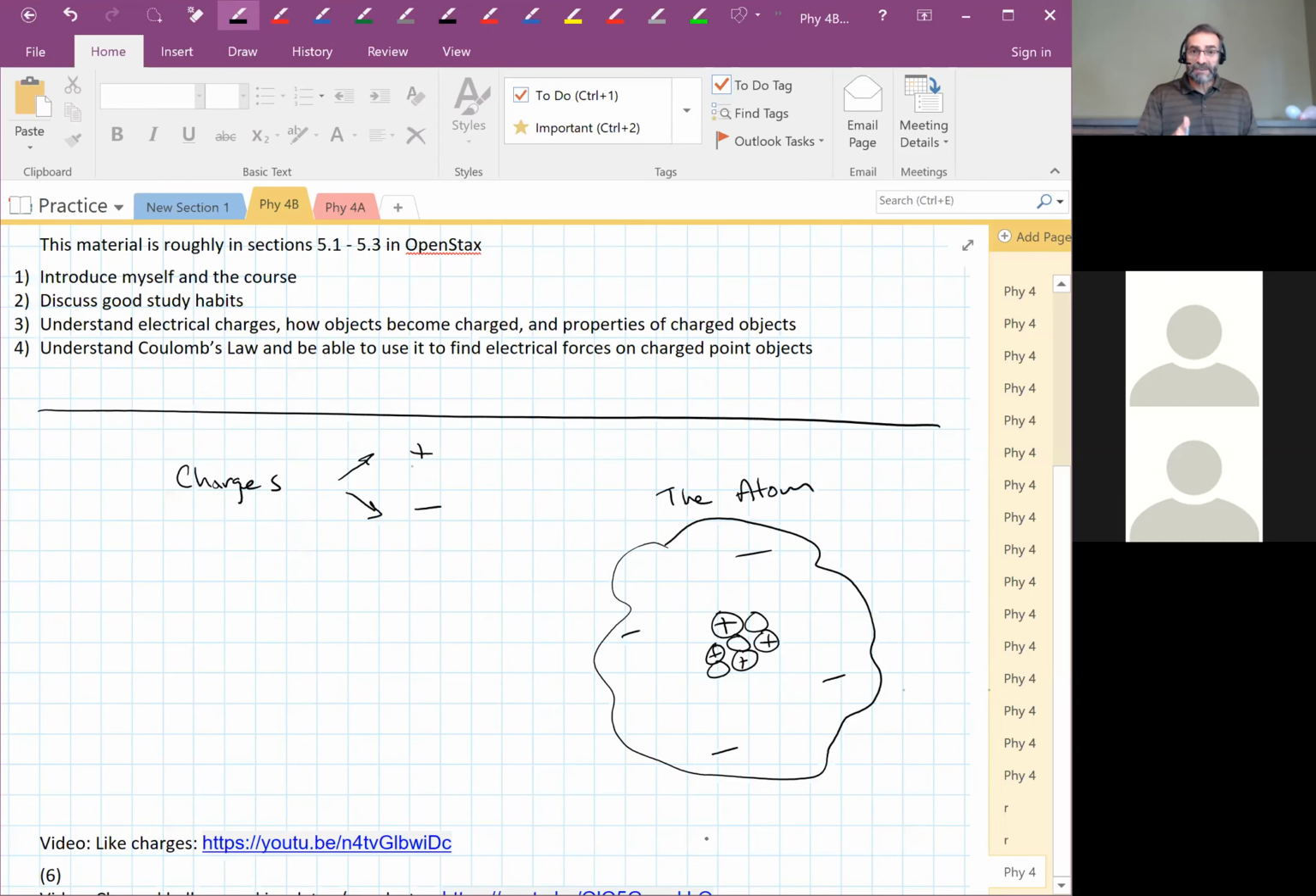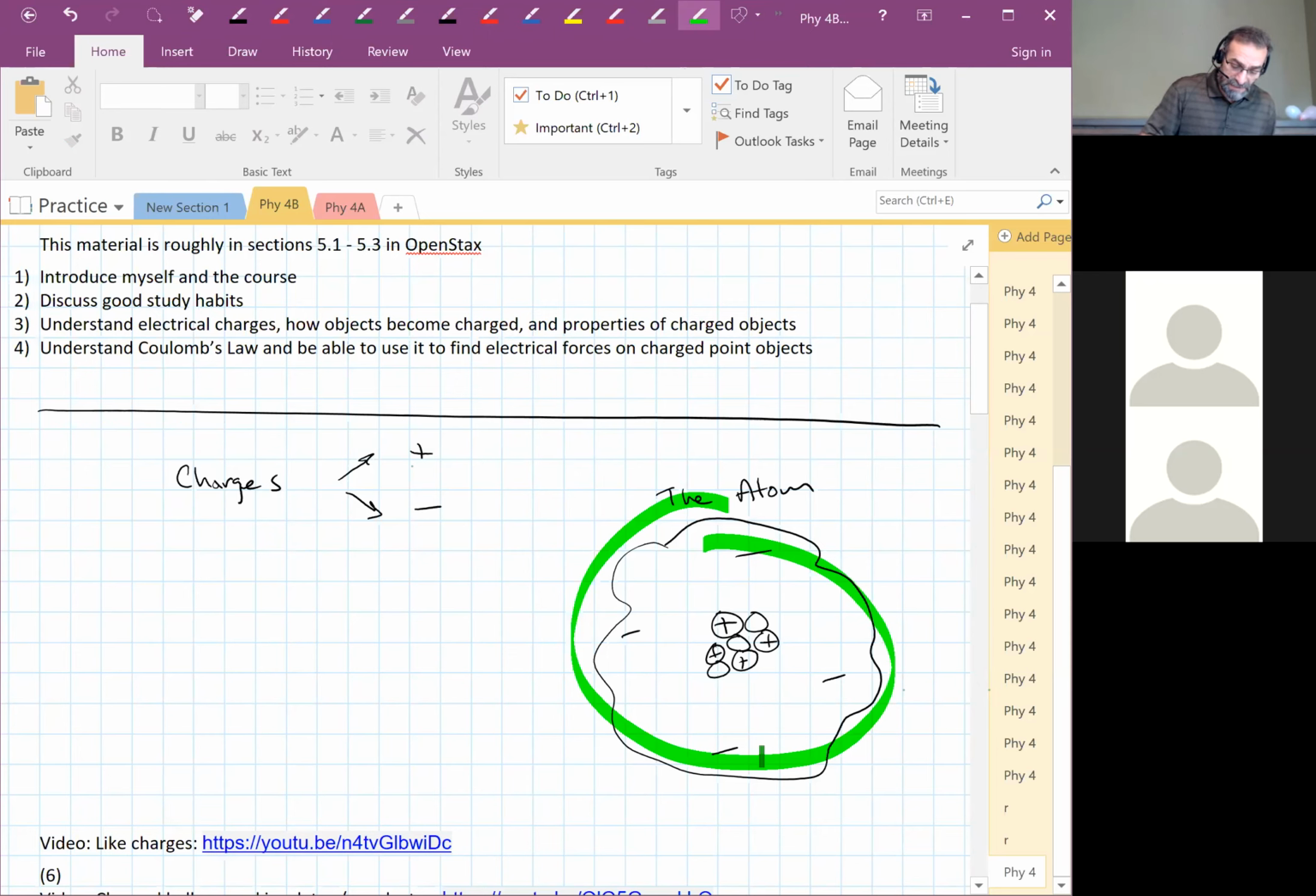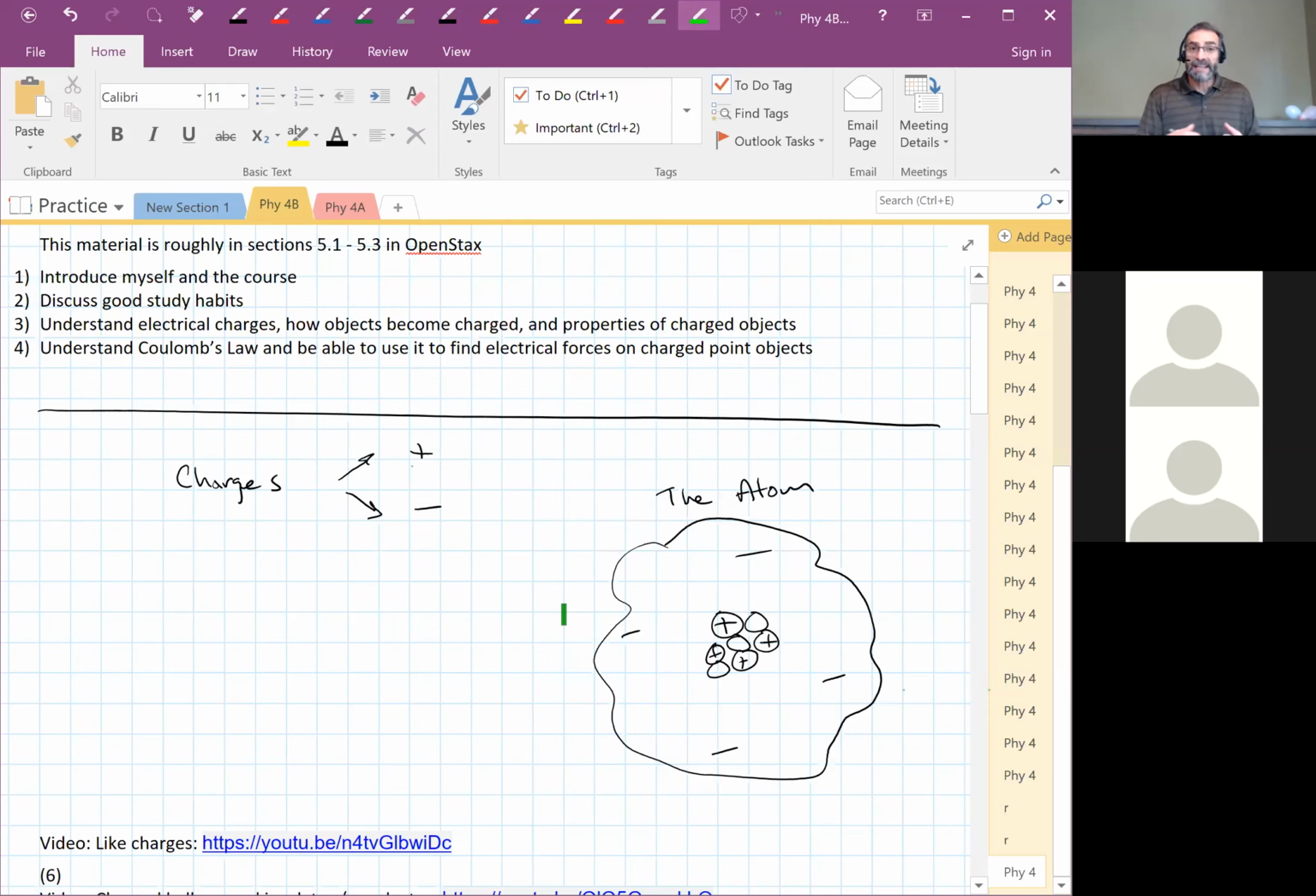So if a material gains electrons, it becomes negatively charged. If it loses some of its electrons, then you can see right here, it now has more positives in there than negatives because it lost a couple of those electrons on the outside. And so now it becomes positively charged. So we don't add positive charges to something to make it positively charged. We remove electrons to make it positively charged. And we add electrons to something to make it negatively charged.